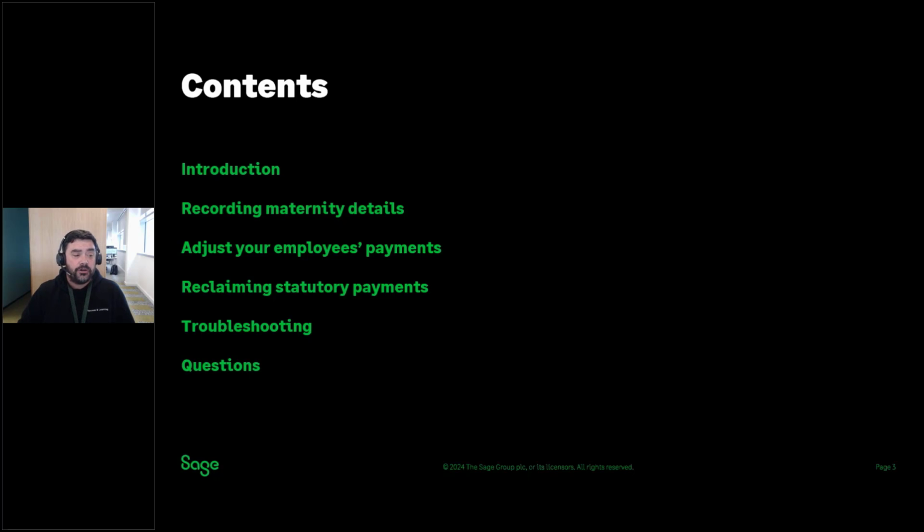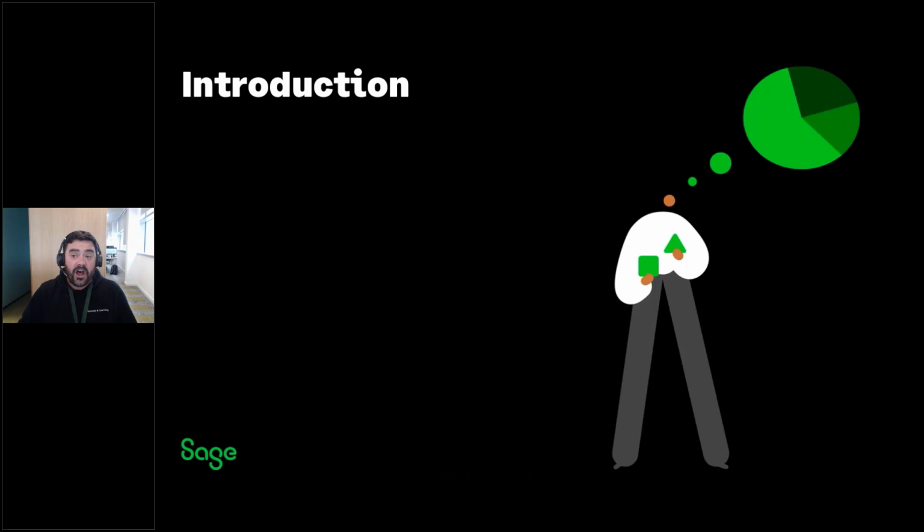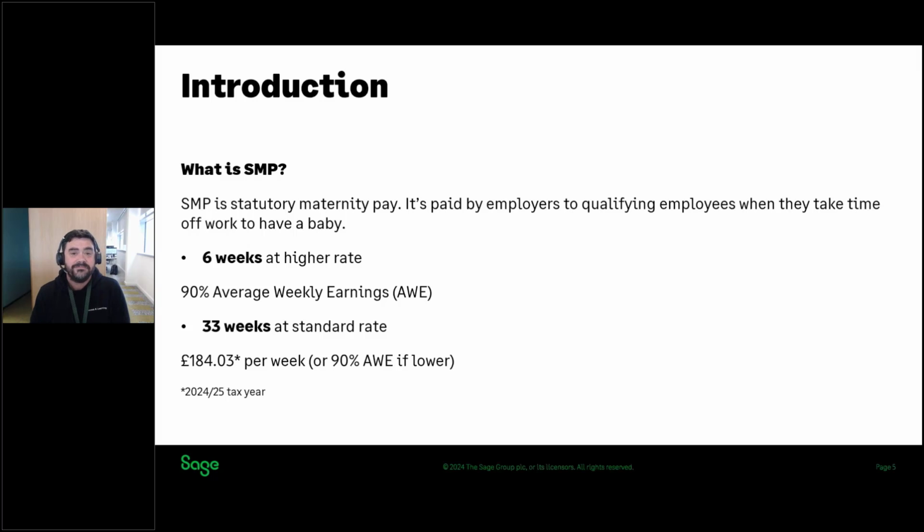So that's what we've got in store for you. Let's get things underway with our introduction to statutory maternity pay. So what is SMP? Well, it's short for statutory maternity pay, and it is a payment made by employers to their employees who qualify for the payment when they're taking time off work to have a baby.